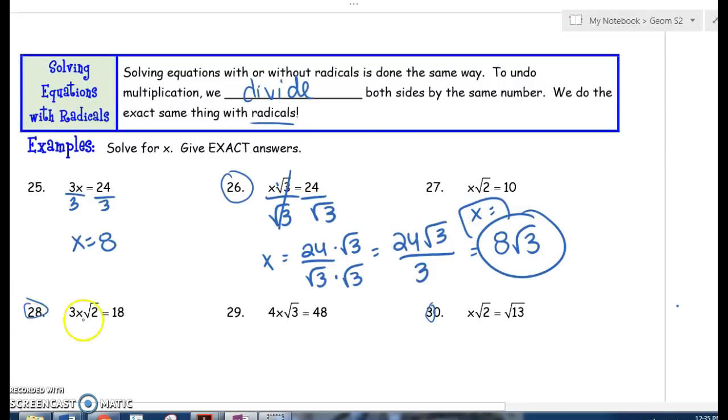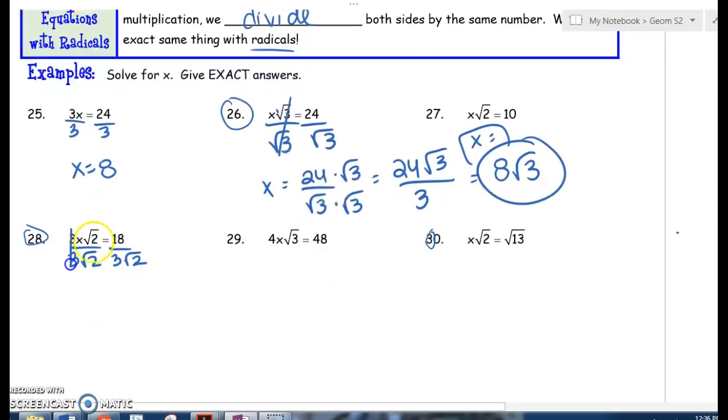Something like 28. We have 3x root 2. We want to get rid of everything but the x. So we're going to divide by 3 and root 2. So it looks a little bit weird, but that's what we're going to do. These cancel. We're left with x equals 18 over 3 root 2.